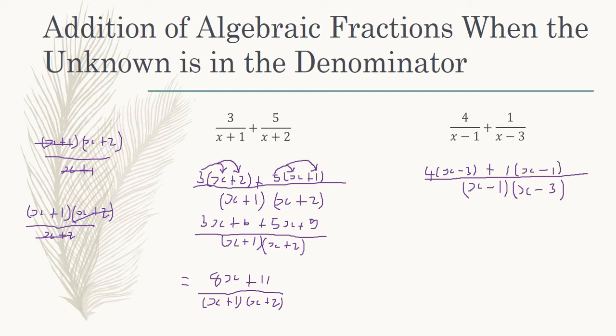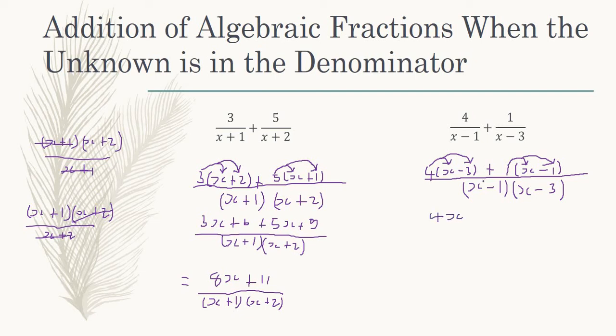To remove the bracket, we're going to apply the distributive property. So we're going to take 4 to multiply the first term, and we're also going to take 4 to multiply the second term. Then we're going to take 1 to multiply the first term, and we're going to take 1 to multiply the second term. So 4 times x, that gives us 4x.